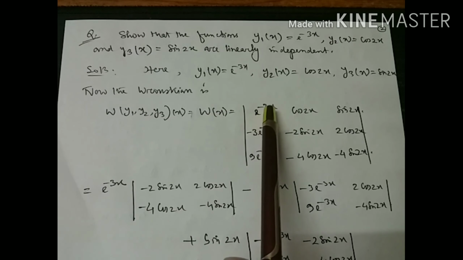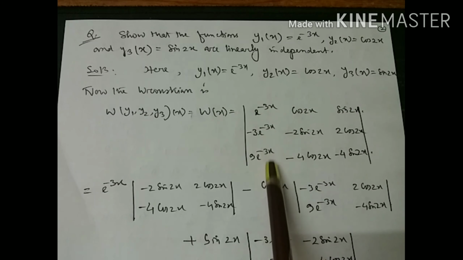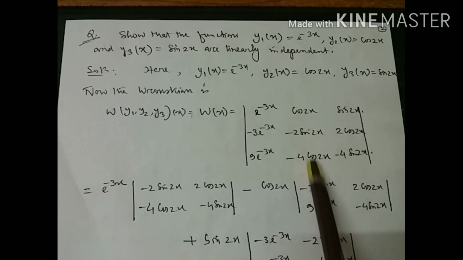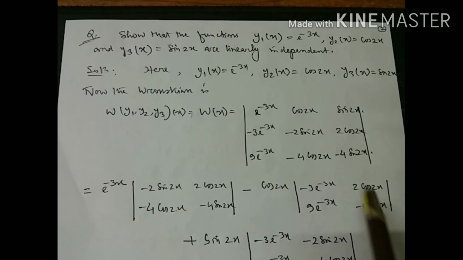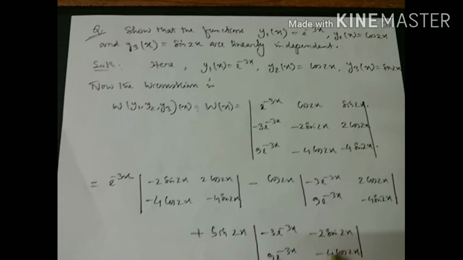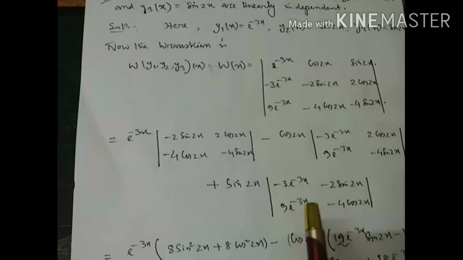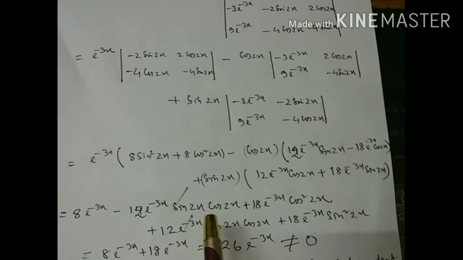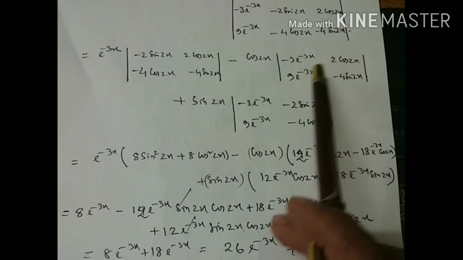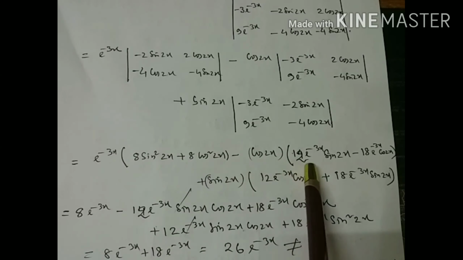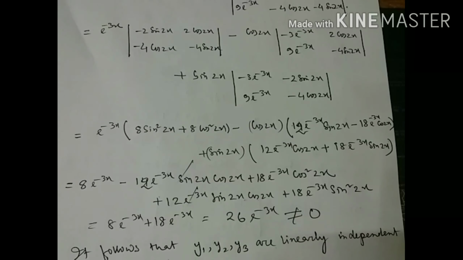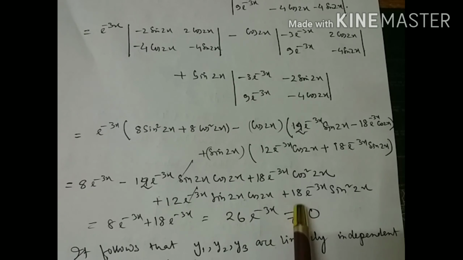First we take e to the power minus 3x, then eliminate this row and this column, and take this determinant. Similarly minus cos 2x, eliminating this row and this column, and this small determinant. And finally sin 2x, eliminating this column and this row. Expanding the determinant, this into this minus this into this, similarly for the others, with simple calculation and multiplying, finally we get 26e to the power minus 3x, which is not equal to 0.